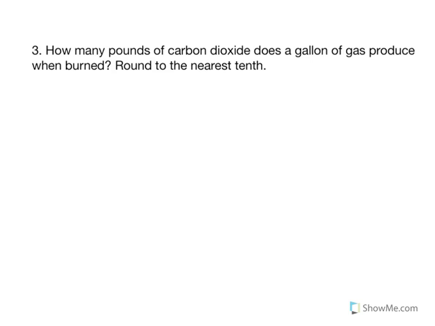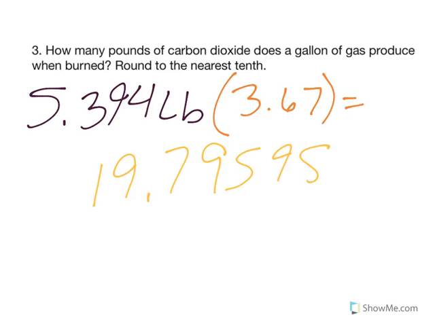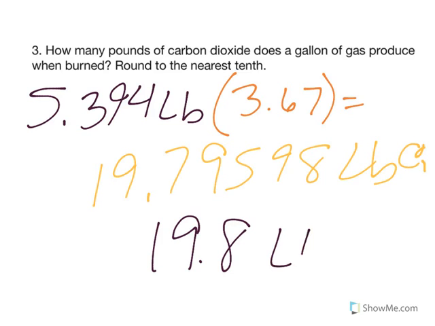So we're going to go back to weight number 1, and we know that in the gas, 5.394 pounds of it is carbon. If I take that and multiply by the factor of 3.67 as they tell me to, I end up with 19.79598 pounds of CO2, and rounded to the nearest tenth is 19.8 pounds.